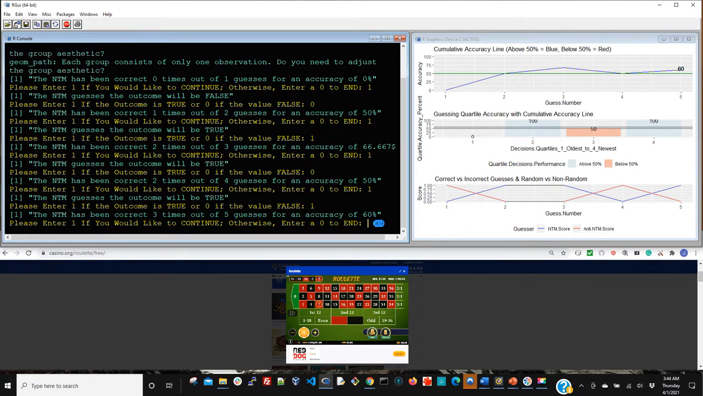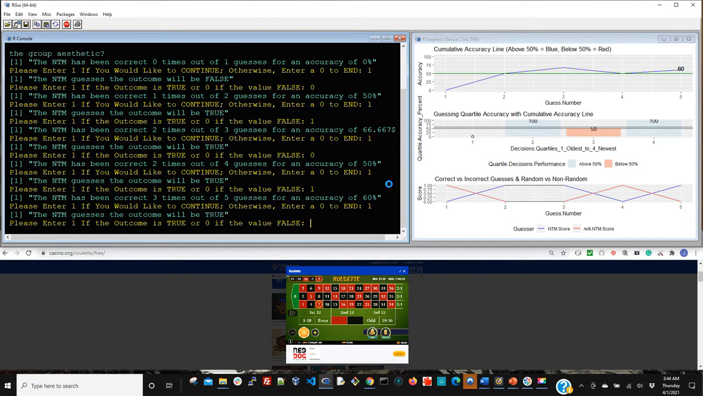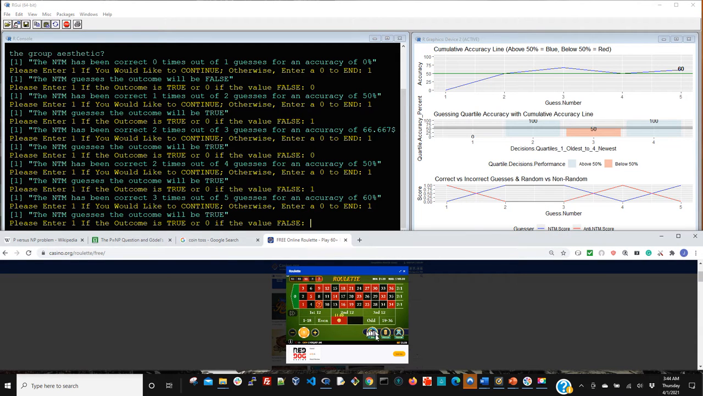And we could tell it we want to continue again. So let's say, because I think we only did 5 data points in the last one, we'll do another one just to show. So we want to continue. It's guessing that it'll be red again. Why not?